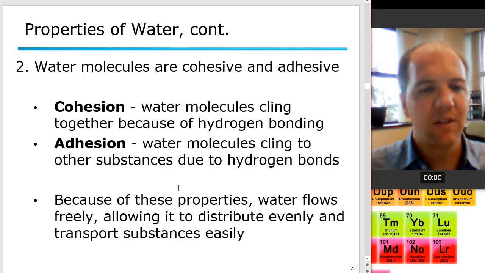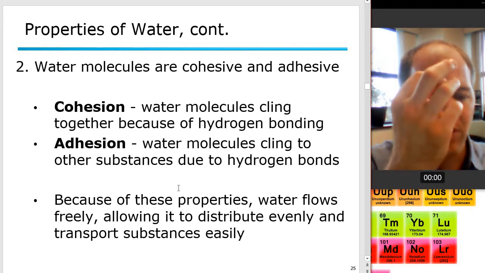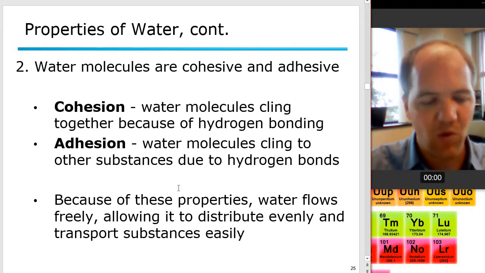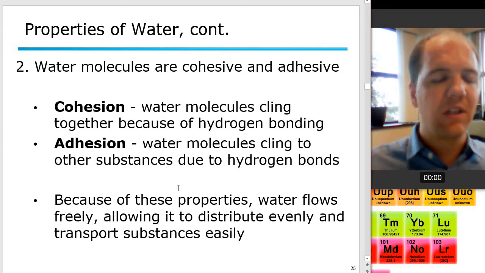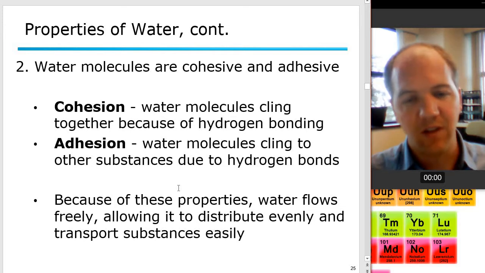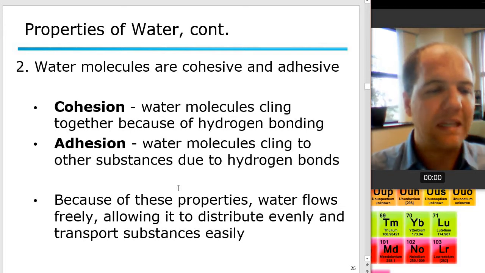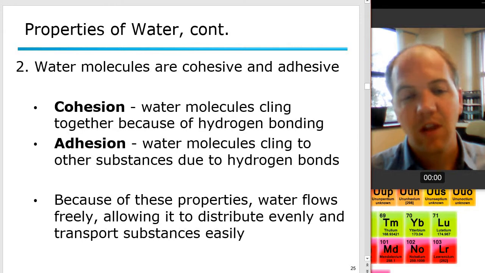The next property of water is that it's cohesive and adhesive. This is the idea that water molecules will cling to each other. They're attracted to each other. That's why when rain falls, it forms a droplet, because water molecules will cohere to each other. And then adhesion means that water molecules cling to other things. This is why when you go outside in the morning, you see the dew stuck on the spider web. That's adhesion. Another great example is if you have a very small, it doesn't even have to be small.